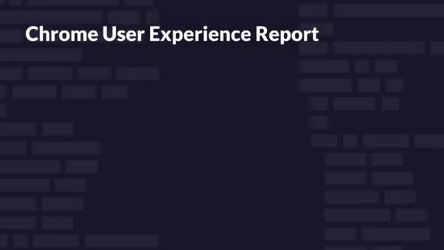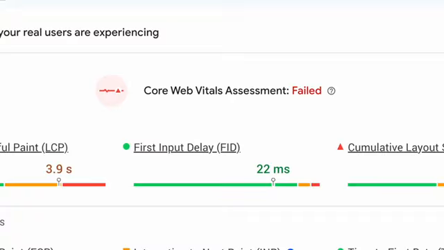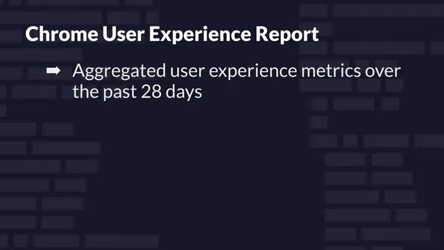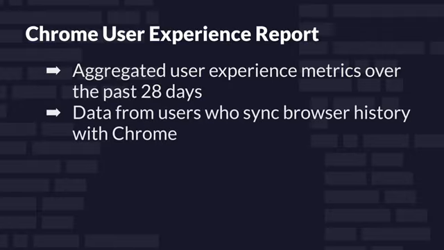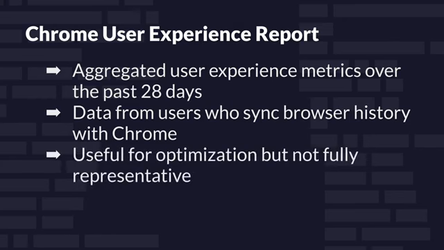The Chrome User Experience Report is also called the Core Web Vitals metric. This is an aggregate of user experience metrics that is compiled from actual users that visit your website over the last 28 days. The data is not comprehensive, however. These users are limited to people that have opted to sync their browser history with Chrome, and the data is made available by PageSpeed Insights, Google's BigQuery project, and Data Studio. While it's helpful information when optimizing your website for speed and performance, it's not representative of everyone's experience with your site.